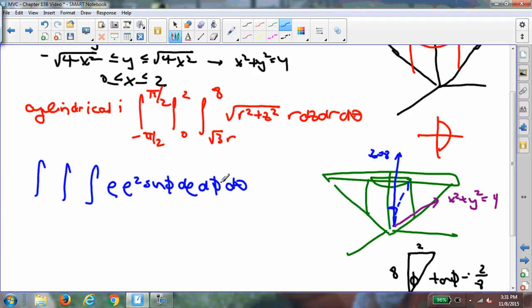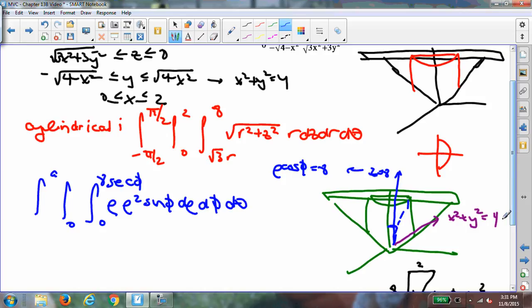For the equation of rho, I'm going to need to use the plane. So z equals 8 is the same thing as rho cosine phi equals 8. So the equation for rho is going to go from 0 to 8 secant phi. And then phi we just determined is from 0 to arc tangent of 1/4. And then theta from the last one we saw was from negative pi over 2 to pi over 2.